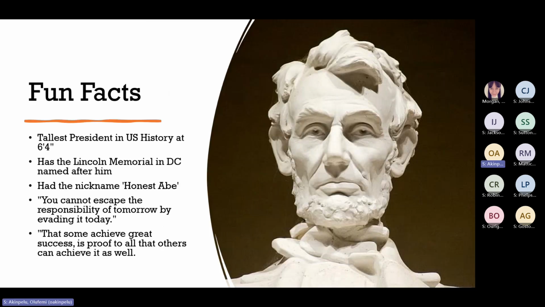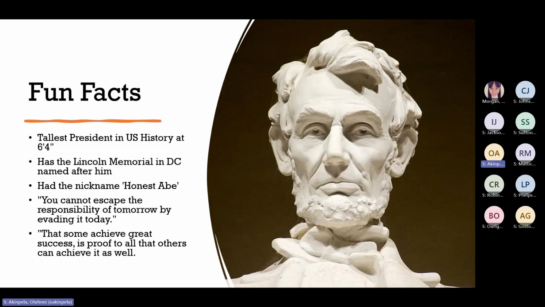So a couple fun facts about Abraham Lincoln. He's the tallest president to ever serve in US history at 6'4". He has the Lincoln Memorial in Washington, D.C., where there's a big statue of him sitting on a chair. He has the nickname Honest Abe because he was known for his honesty and his integrity in everything that he did. And here are some quotes that I liked that he said.